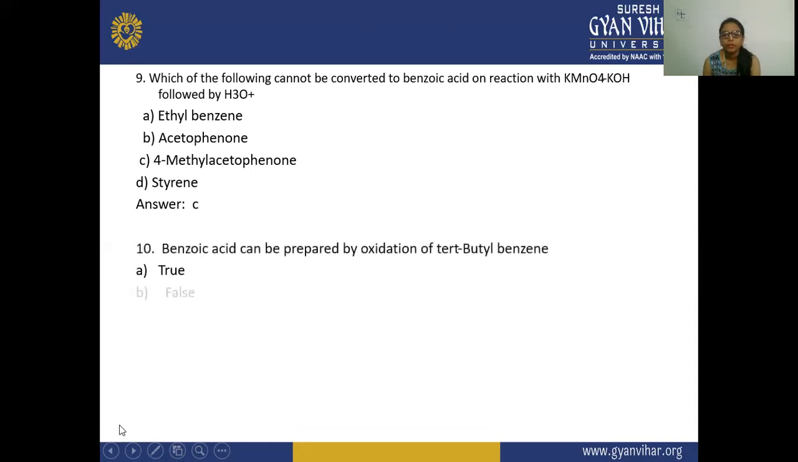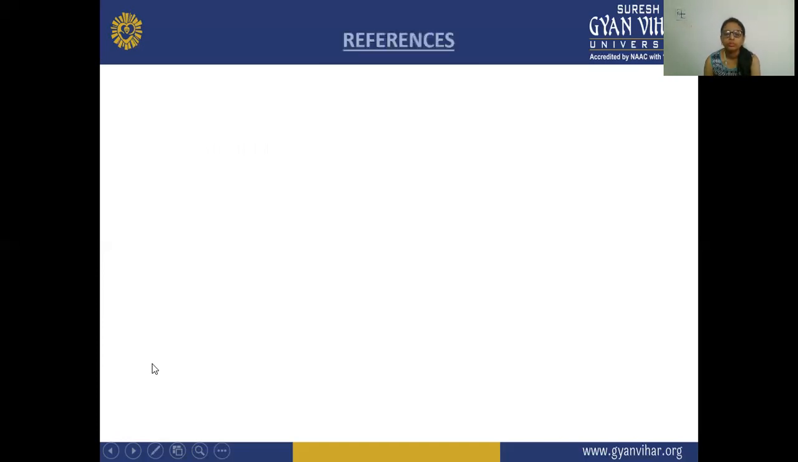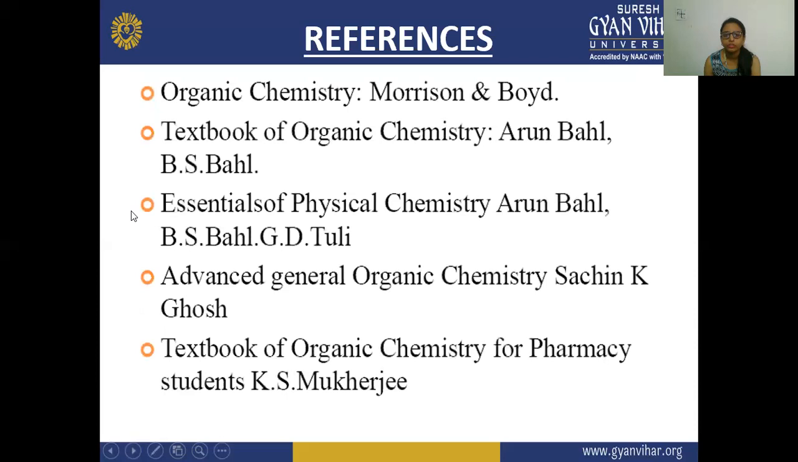So benzoic acid can be prepared by oxidation of tertiary butyl benzene. True or false? That is true.